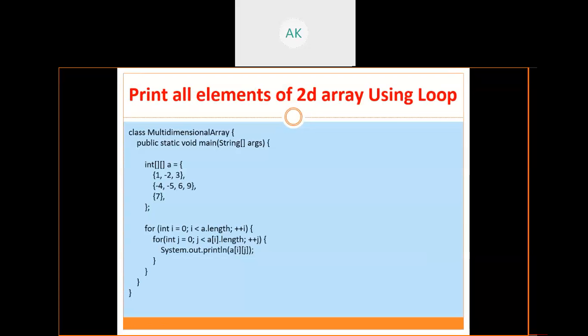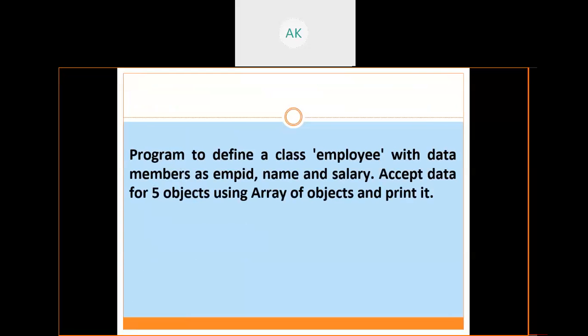And again, if I want to print the elements of the 2D array using loops, we have to make use of two loops, right? That is a dot length and a of i dot length, and accordingly for each outer loop, the inner loop will get executed completely, and we'll get these values as an output. We'll see how exactly we are going to get this particular output, and also how the execution takes place.